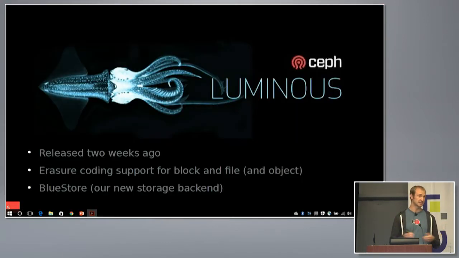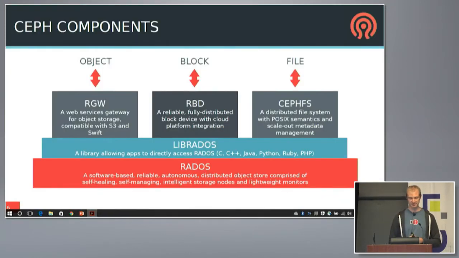We just released our latest version of Ceph, Luminous, a couple of weeks ago, and the two key highlight features are erasure coding support for the block, object, and file interfaces. Previously, we only had it for object. And the second feature is BlueStore, which is this new backend. And the two go hand in hand, as I'll talk about.